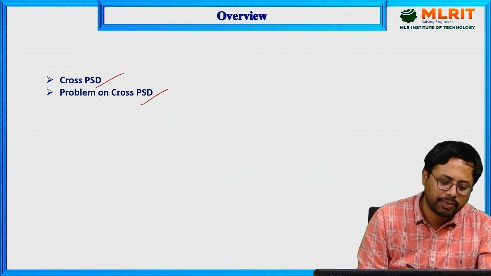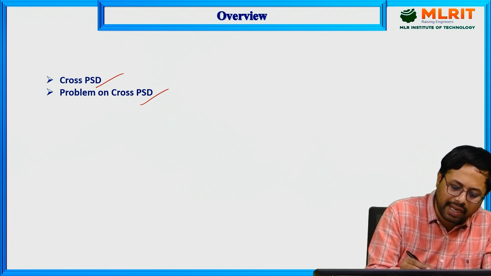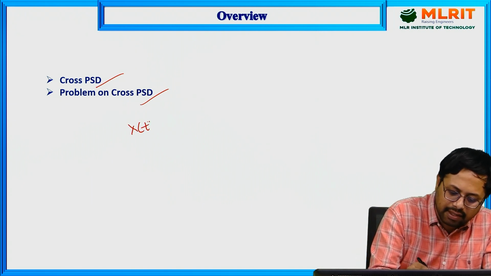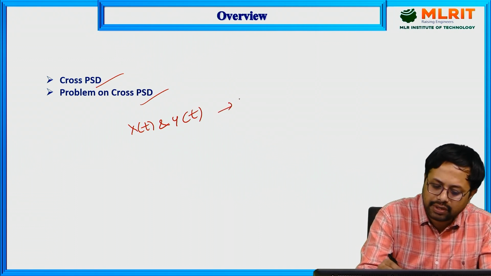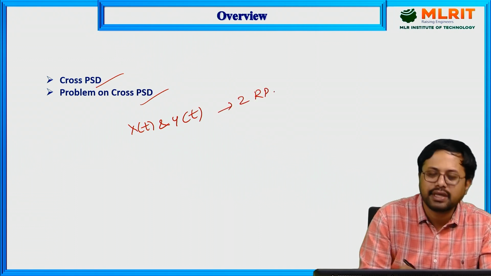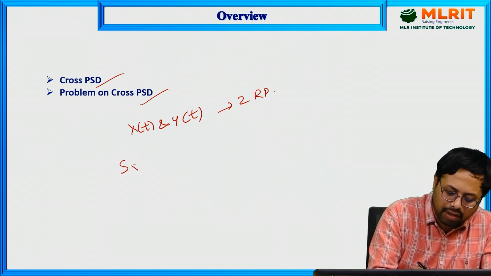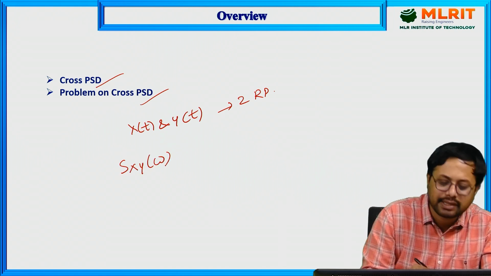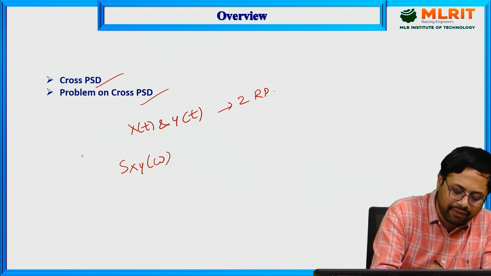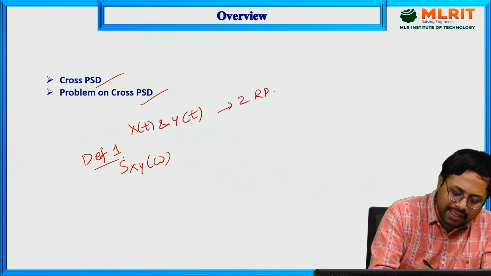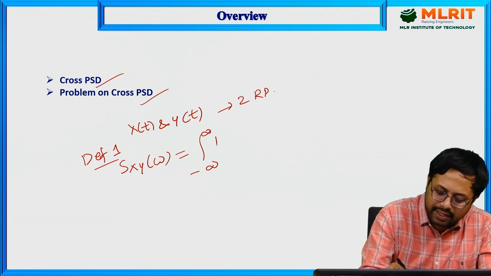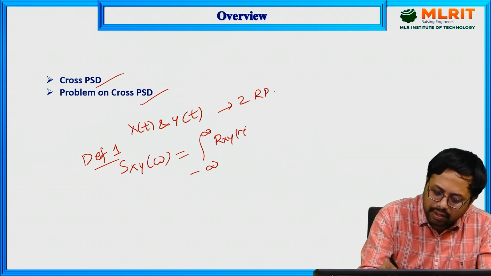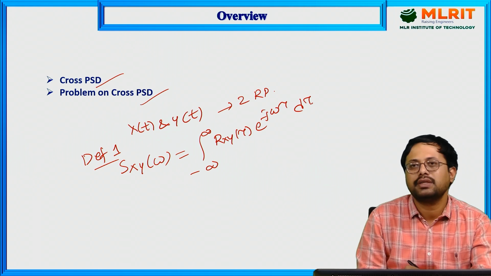Cross power spectral density is applicable whenever you are having two different random processes, x of t and y of t. The definition tells that Sxy of omega, we are having two definitions. One of the definitions is Sxy of omega is equal to integral minus infinity to infinity Rxy of tau e power minus j omega tau d tau. This is one of the definitions.